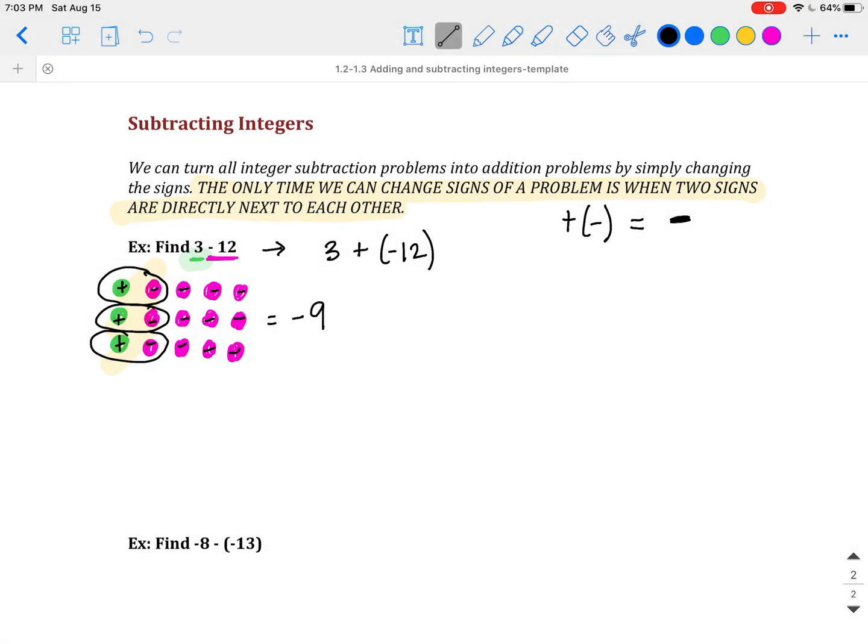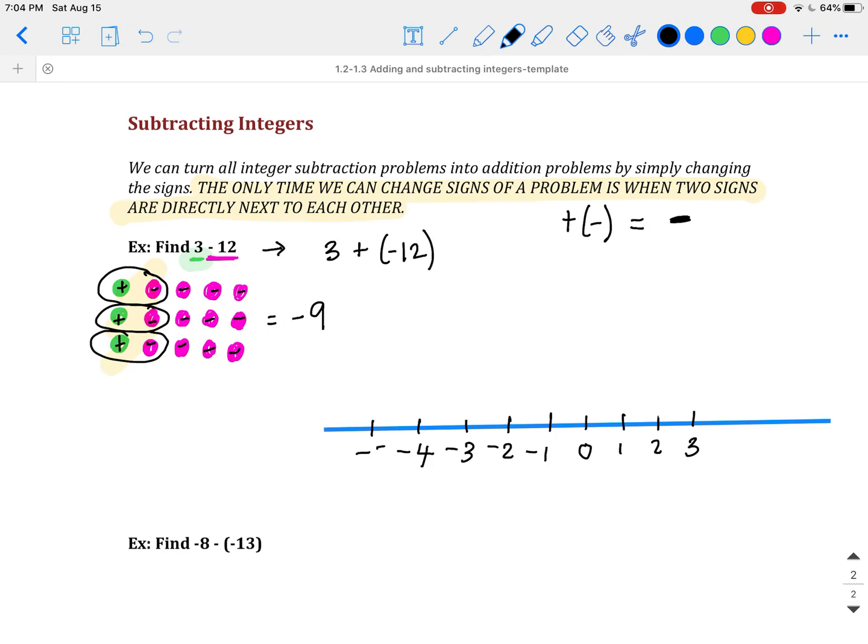Let's test out that theory with our other strategies. Wow, I'm going to have to move 12. That means I'm going to have to make a long number line. So we're starting at 3. 2, 1, 0. Negative 1, negative 2, negative 3, negative 4, negative 5, negative 6. It's not going to be long enough. I'm going to extend it. Negative 7, negative 8, negative 9. I apologize for the messiness, guys.